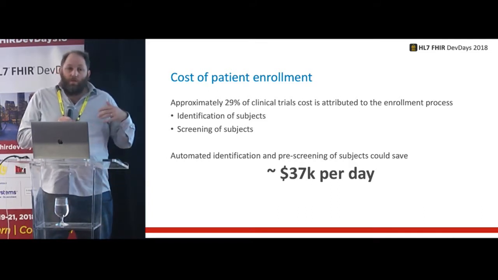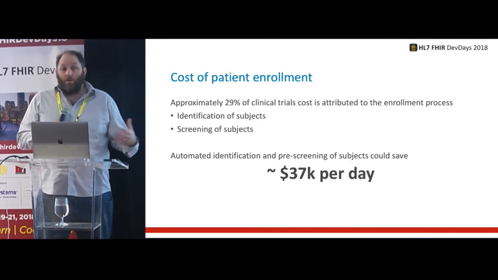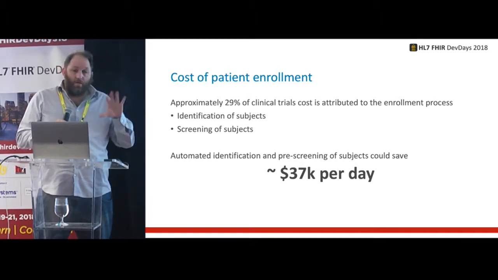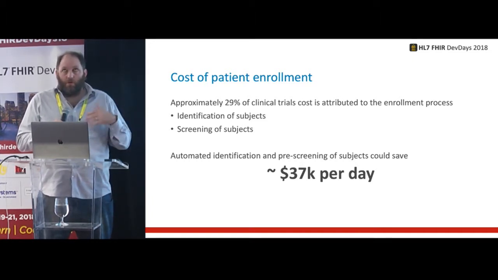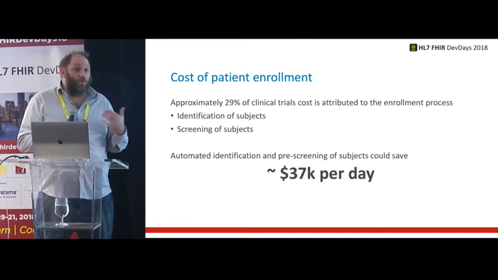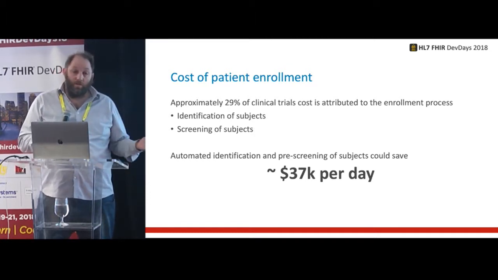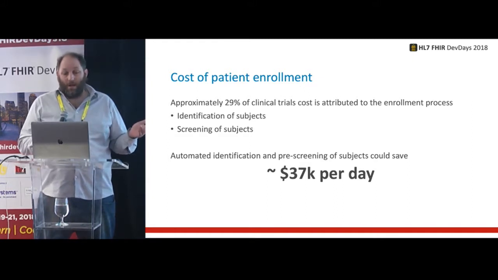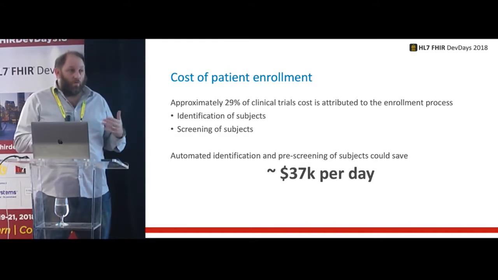So if we could actually get to the position where we could use FHIR resources to identify populations of patients from systems automatically, then we could be saving up to $37,000 a day in terms of the recruitment process.